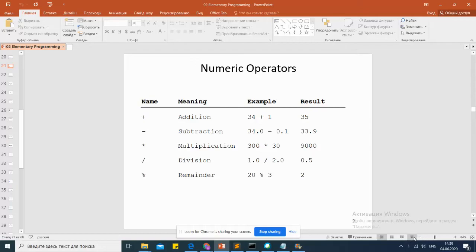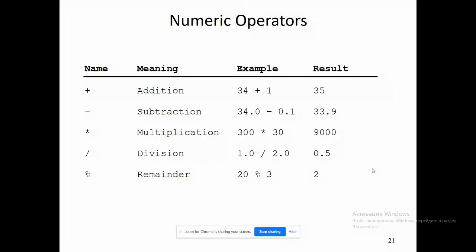The next part of our video is about numeric operators. There are 5 types of numeric operators. They are addition, subtraction, multiplication, division, and remainder. All of them are familiar from the basic arithmetic we learned in school.